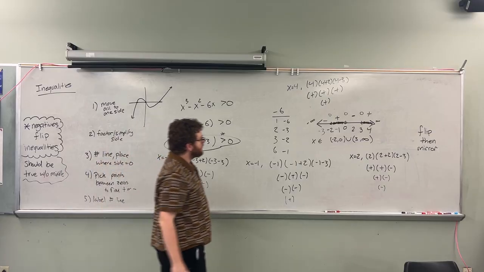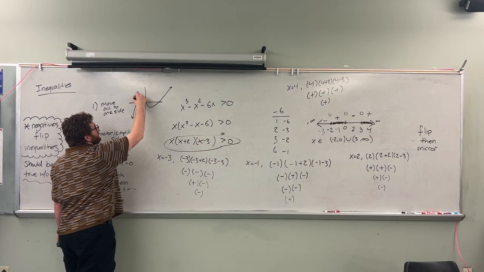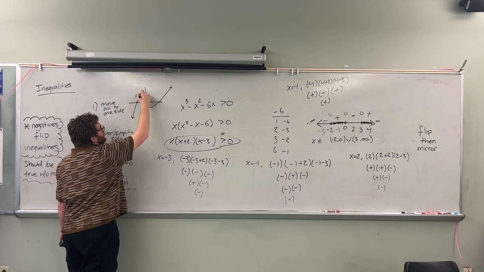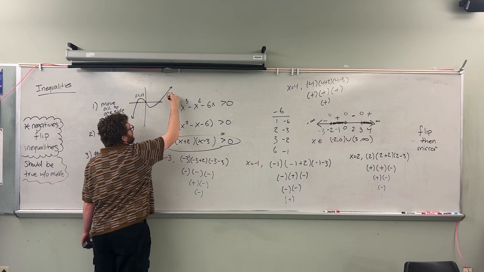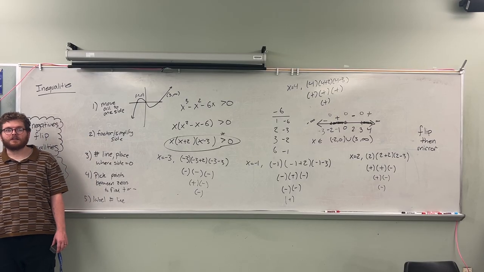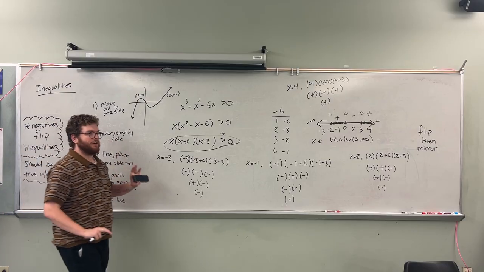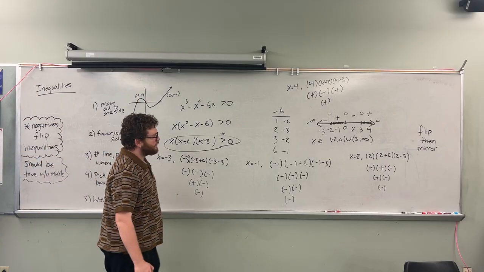Or tell where things are positive. So this area is positive, which is between negative 2 and 0, and this one is positive where it's 3 off to infinity. So just from graphing it, I can see it a lot easier, but we don't really know how to graph things yet. But when we get there, it'll be a lot easier.